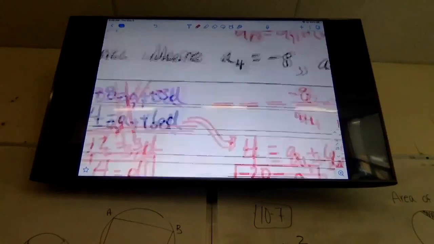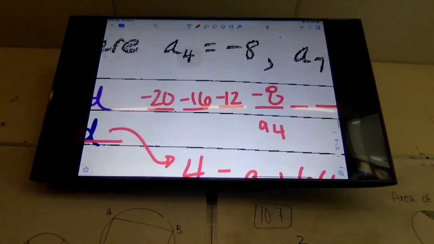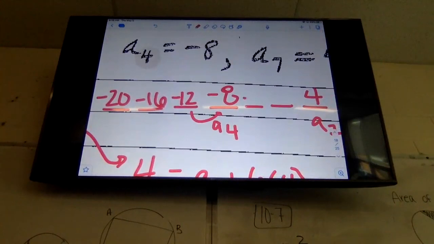Yep, and let's do it. So if this is negative 20, we're going to add 4 each time. So what's negative 20 plus 4? Good, negative 16. What's negative 16 plus 4? Negative 12. What's negative 12 plus 4? Ooh, that one worked. Okay, what's negative 8 plus 4? Good. What's negative 4 plus 4? What's 0 plus 4? Ooh, that one worked too. Amazing.